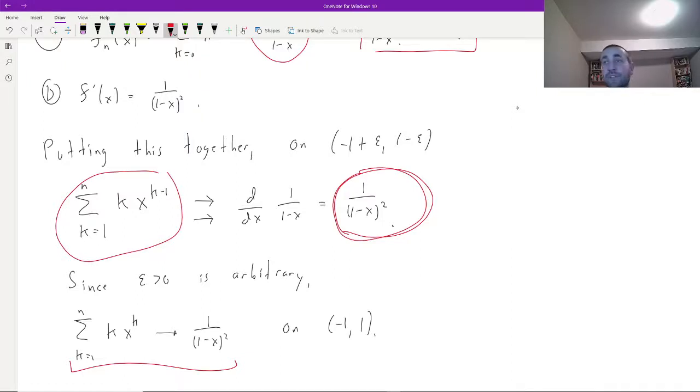Okay, so that was sort of nice. We managed to use all of this machinery that we built up to prove a formula that probably wasn't terribly obvious. And that's it for convergence of sequences in general.